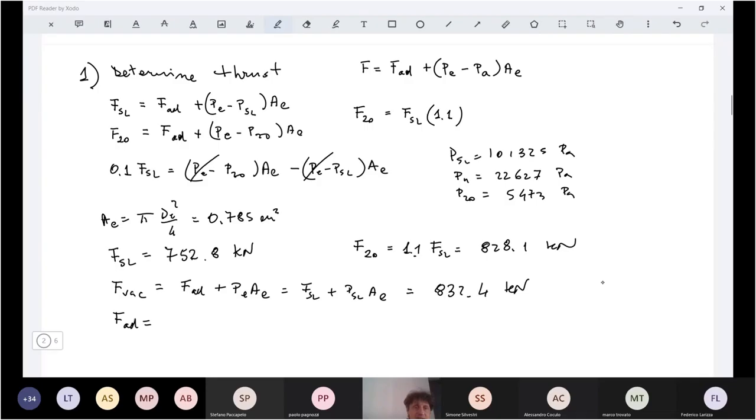Adapted thrust. In this case, we need the value of P. We have to know where is the adaptation. So we need to know, in this case, the value of exit pressure, and we obtain 769.6 kilonewton.